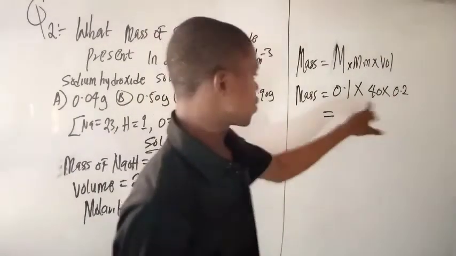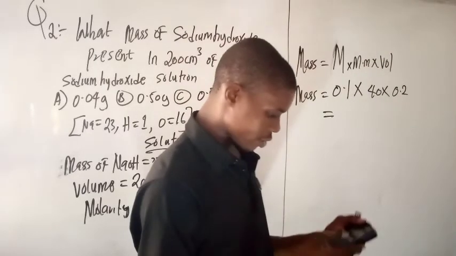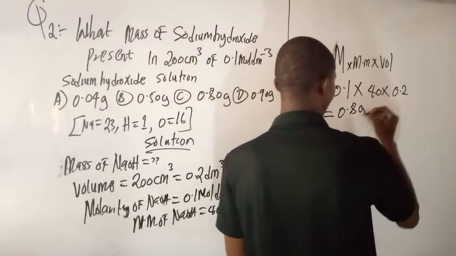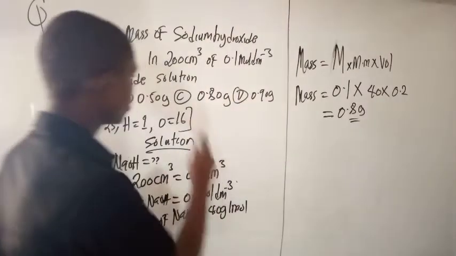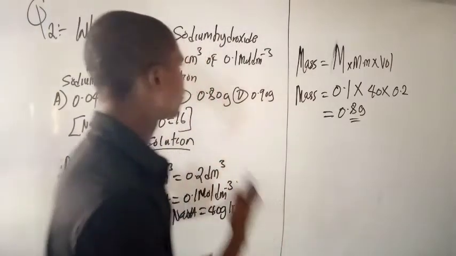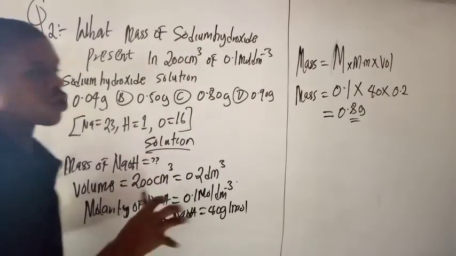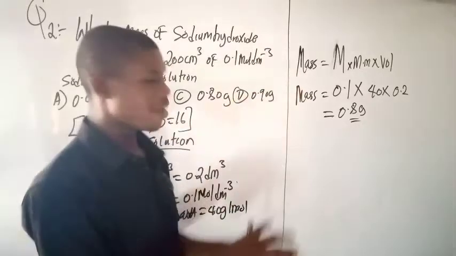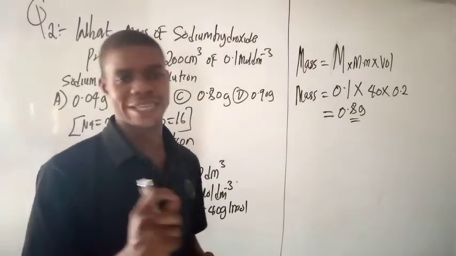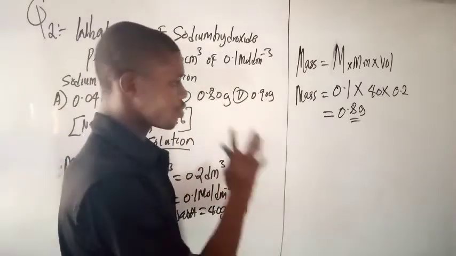So what you have to do here is to punch your calculator. 0.8 gram. So what is the option here? The option is C. You get it. So these are how to solve questions with this formula. Those formulas I gave you at the start of this video are very key in solving questions like this.